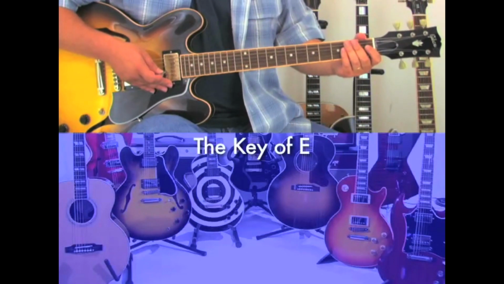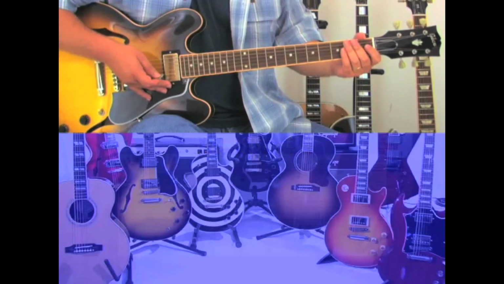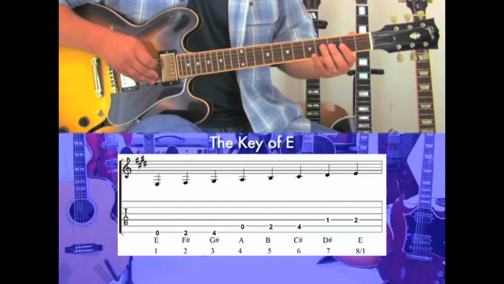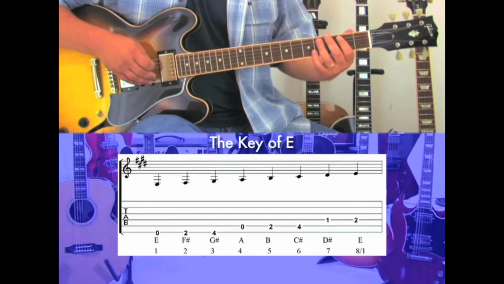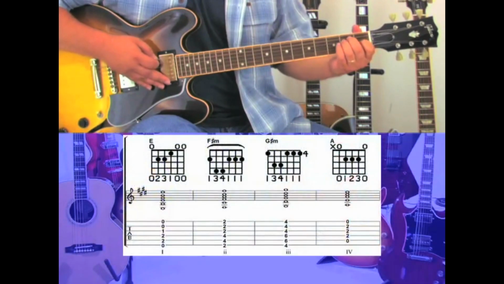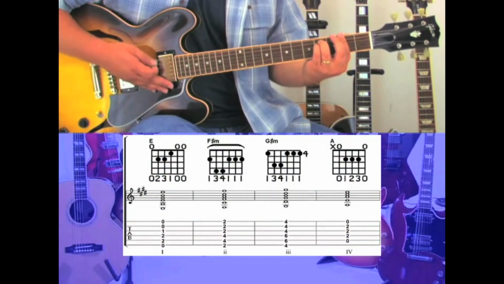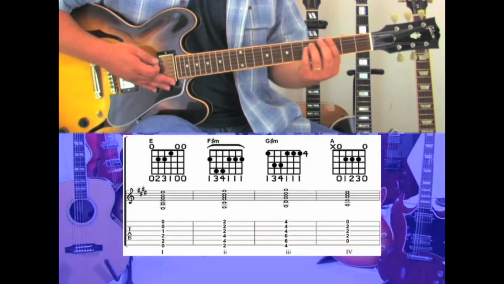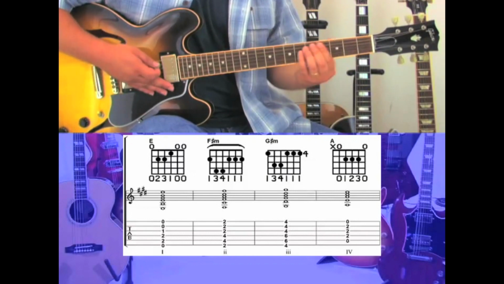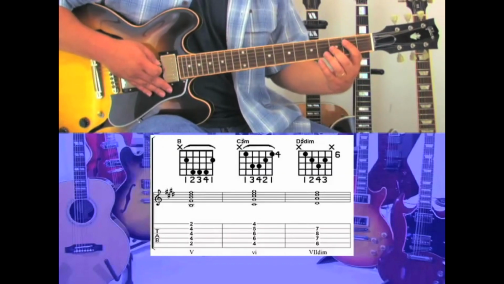Is a very popular musical key, especially for guitar players. It uses 4 sharp notes, and the scale is E, F sharp, G sharp, A, B, C sharp, D sharp, E. The 1 chord is E, the 2 chord is F sharp minor. Move the F sharp minor up 2 frets, and you have the 3 chord, G sharp minor. The 4 chord is A. The 5 chord is a B bar chord.